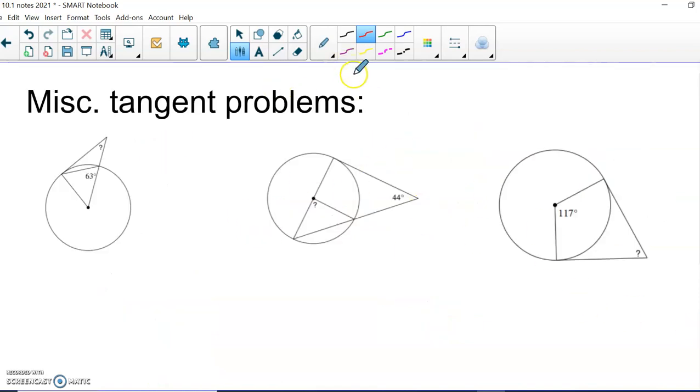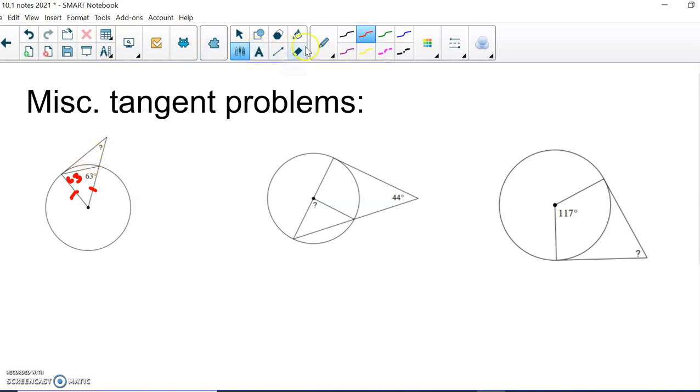All right, let's try one more. And these are just miscellaneous problems using those two rules. Okay, so the first thing you want to do is decide what you can assume. Again, we know all radii are congruent. So this is a radius, this is a radius. So I can assume these two are congruent. So you see I have an isosceles triangle. We know that base angles of an isosceles triangle are congruent. So I know that this is also 63.